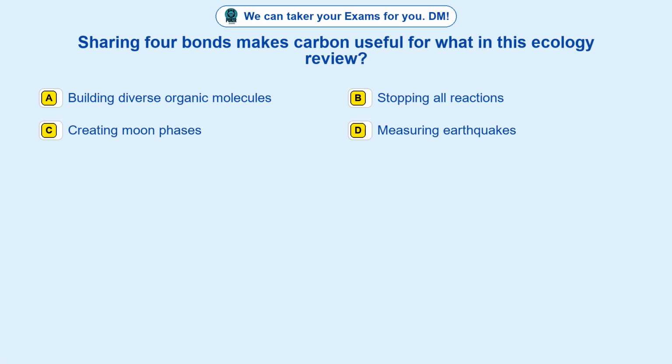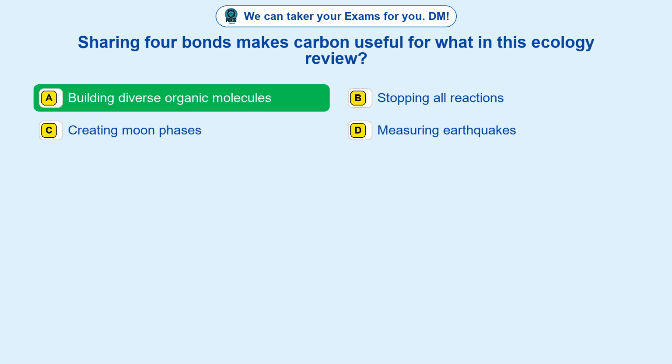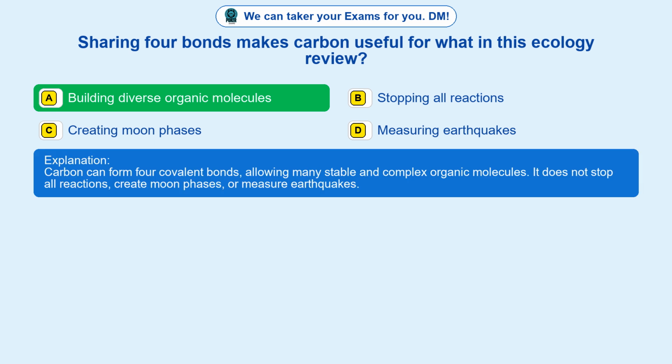Question 52. Sharing 4 bonds makes carbon useful for what in this ecology review? Option A, building diverse organic molecules. Option B, stopping all reactions. Option C, creating moon phases. Option D, measuring earthquakes. The correct answer is option A, building diverse organic molecules. Carbon can form 4 covalent bonds, allowing many stable and complex organic molecules. It does not stop all reactions, create moon phases, or measure earthquakes.